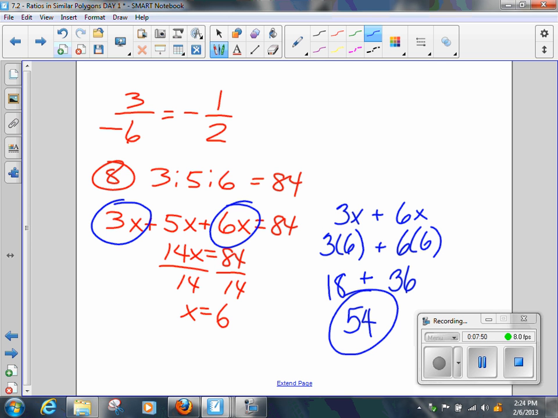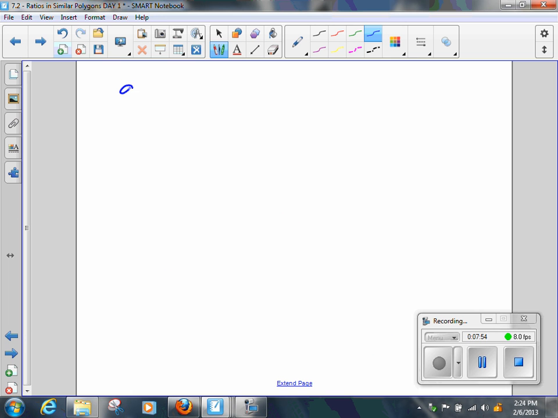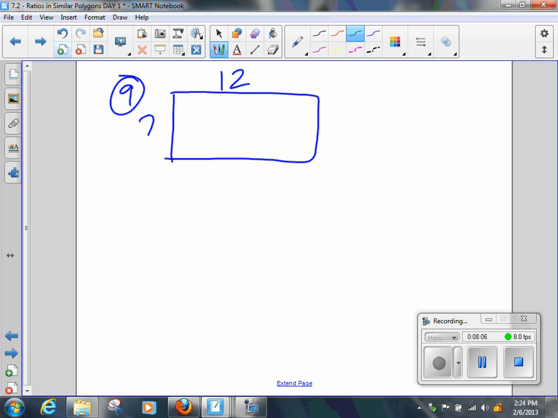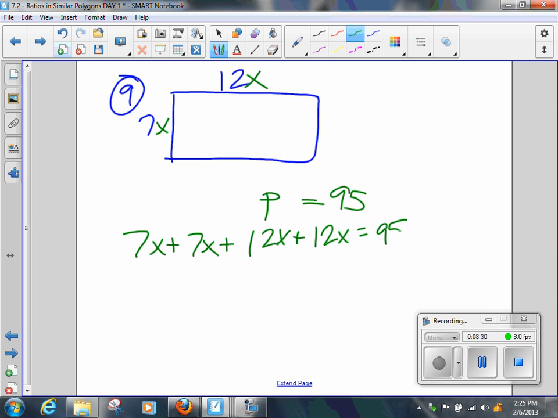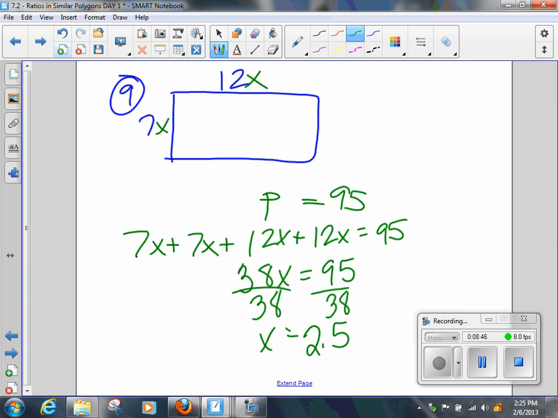All right, so there's number 8. Does that help you? Okay, look at number 9. The ratio of the measures of a pair of sides of a rectangle is 7 to 12. We're thinking 7x, 12x, because that's the ratio. And it says the perimeter is 95. How do I get 95? How many 7x's do I have? 2. How many 12x's do I have? 2. You better be writing this down if you didn't get this. That's 24 and 14 is 38. Somebody punch this up in your calculator for me. What is 95 divided by 38? 2.5.